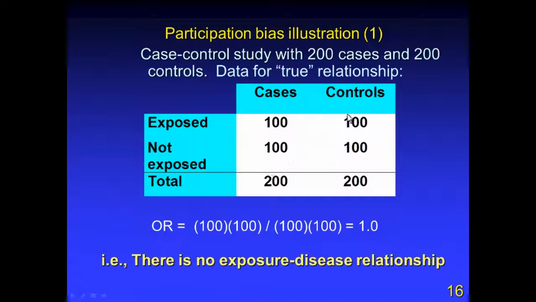So I can illustrate that with this hypothetical case control study. Here we have 200 cases and 200 controls, and these are the data, and you can see they're pretty evenly distributed between exposed and unexposed. And if you multiply it all out, of course you get an odds ratio of 1. So in other words, no relationship between the exposure and the disease.